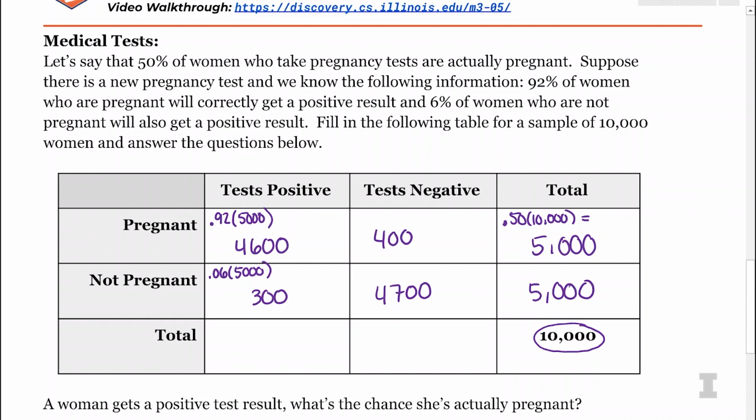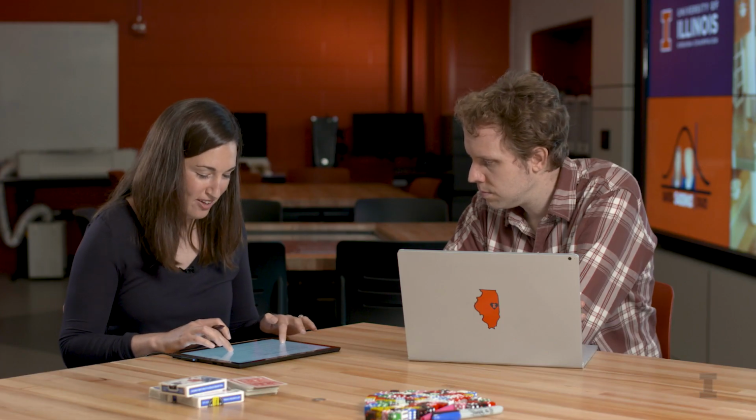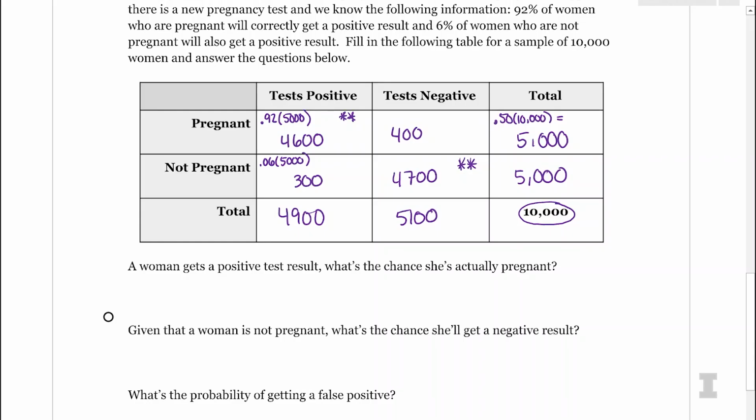So again, in this table, it just happens to be the same, that if you're pregnant, you want to test positive. If you're not pregnant, you want to test negative. Those cells that are the correct answers happen to be in the same spot, but that doesn't have to be the case. And then I have 4,900 for test positive total. And I also have 5,100 for negative total tests. And I should have looked at the question, I guess, before I filled out the table. But now that I have my table filled out, I can answer any of these questions.